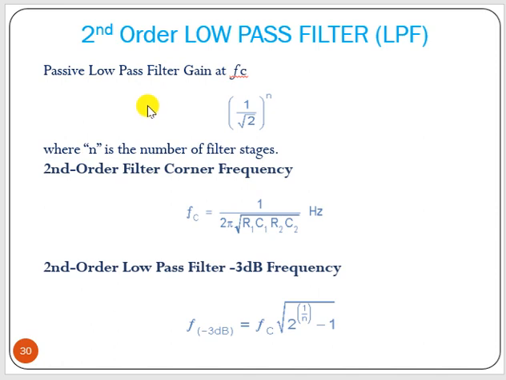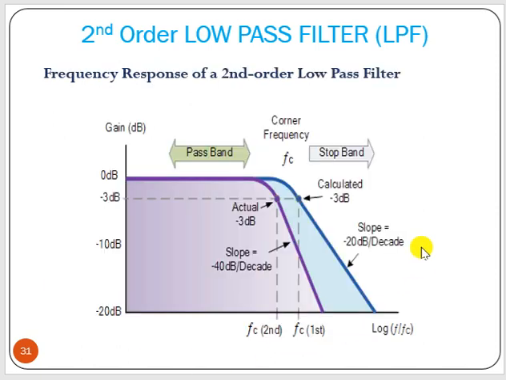So for that passive low pass filter, FC will be 1 by root 2 whole to the power n, and we can find out the second order corner frequency as FC equal to 1 by 2 pi root of R1 C1 into R2 C2, and the second order low pass filter 3 dB frequency is FC root of 2 to the power 1 by n minus 1.